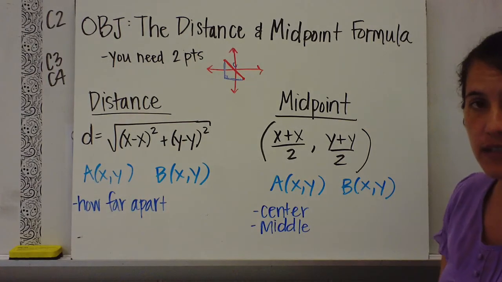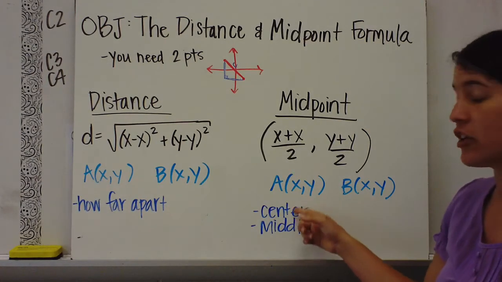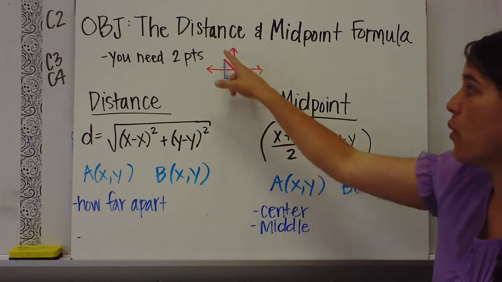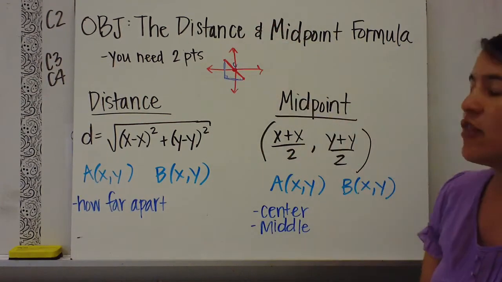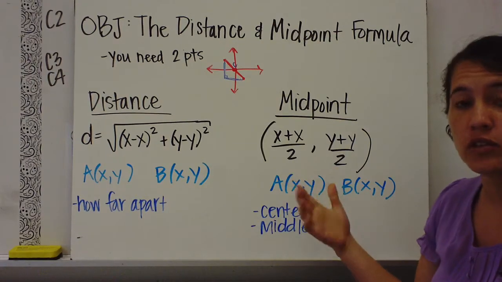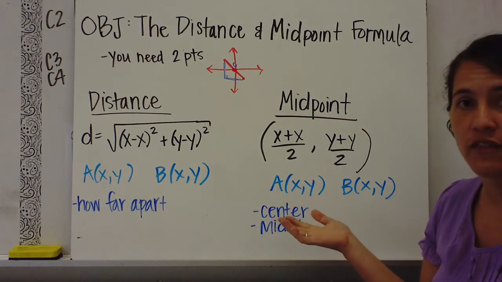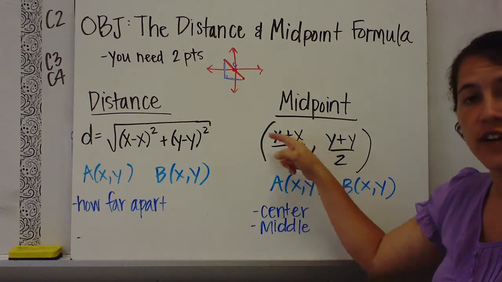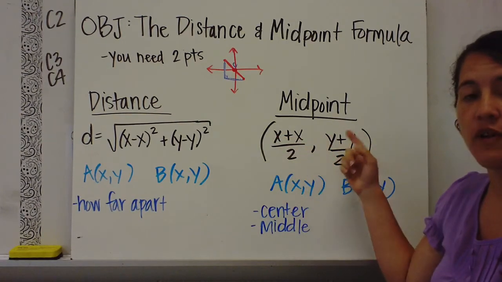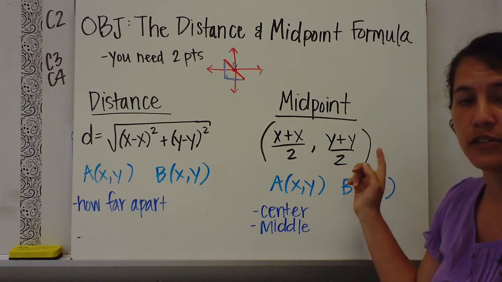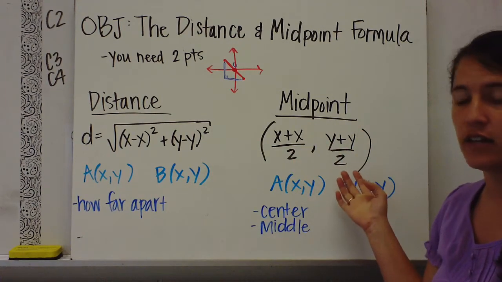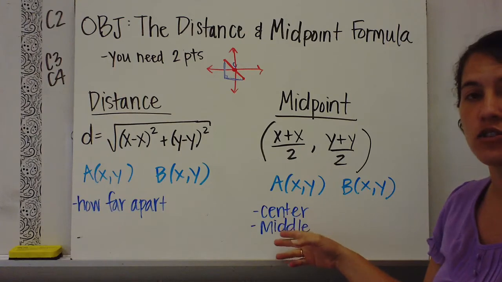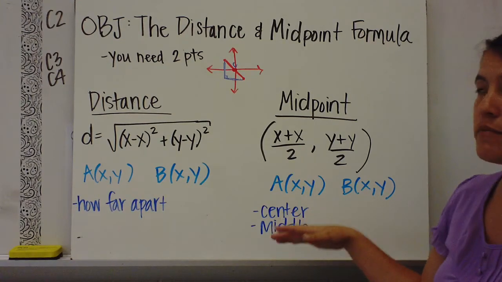The midpoint is the middle or the center of a line. So if you have 2 points, the midpoint is going to be the center of that. And the way you find the midpoint is the middle is kind of like the average. You add them together and you divide by 2. So you add your x values together, divide by 2. You add your y values together and you divide by 2. So the midpoint formula is going to be this one right here. And when you're trying to find the center or the middle, then you're going to use the midpoint formula.